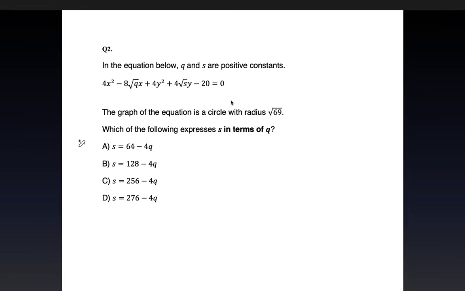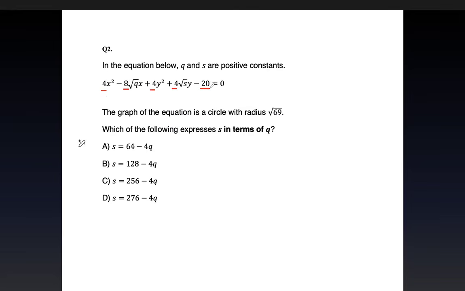It looks like a circle, right? The graph of the equation is a circle with what? The radius square root of 69. Which of the following expresses S in terms of Q? That's all. You can't use Desmos in this. You've got to solve it. But don't freak out. Look at the question. I see 4. I see 8. I see 4. I see 4. I see 20.